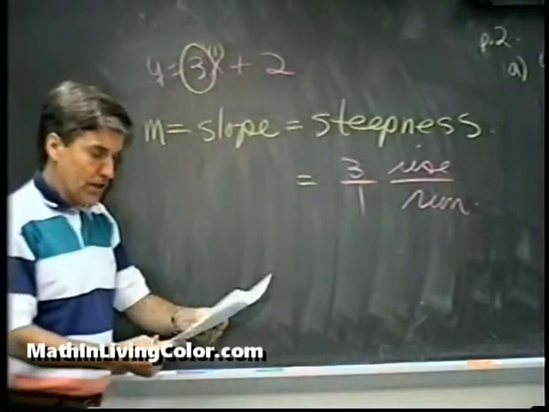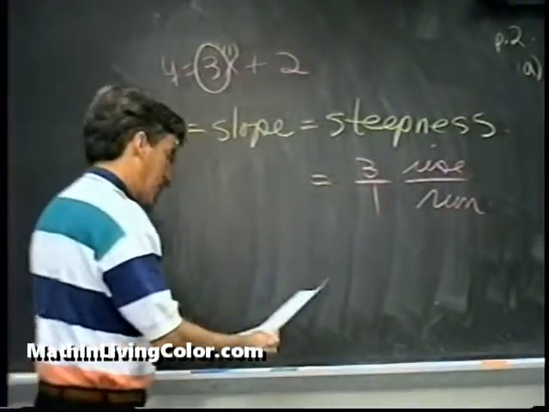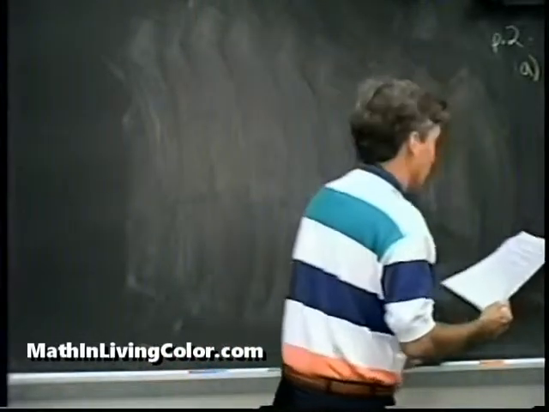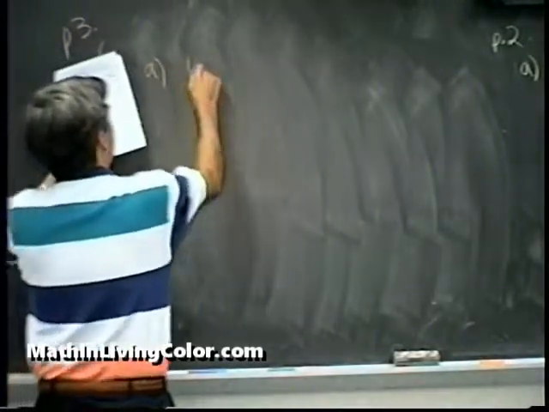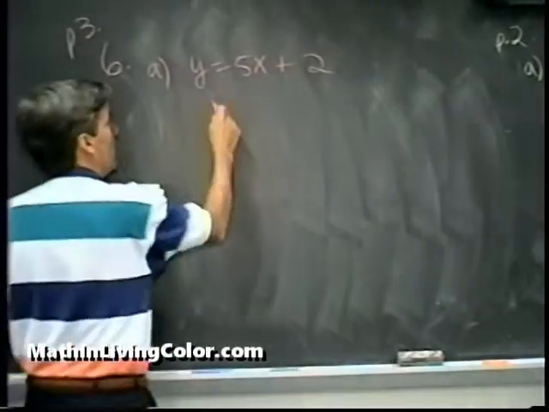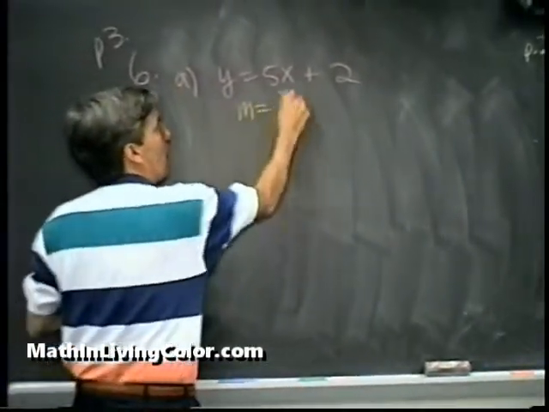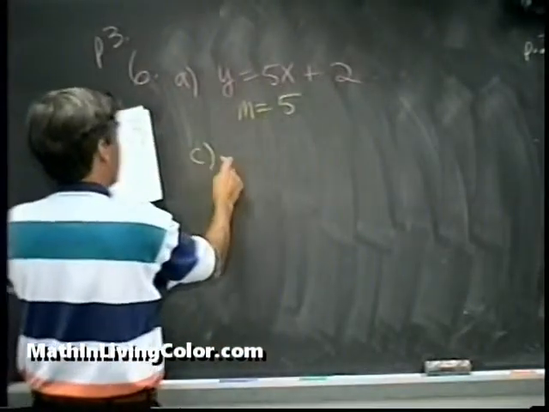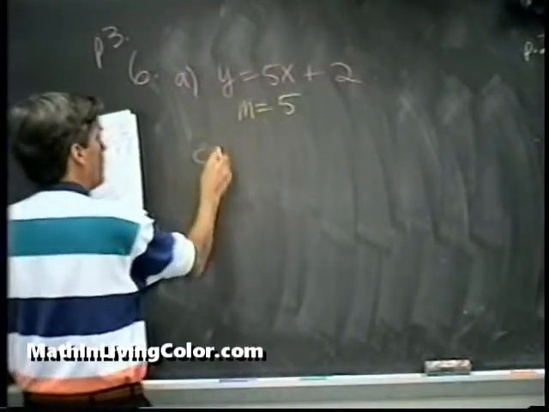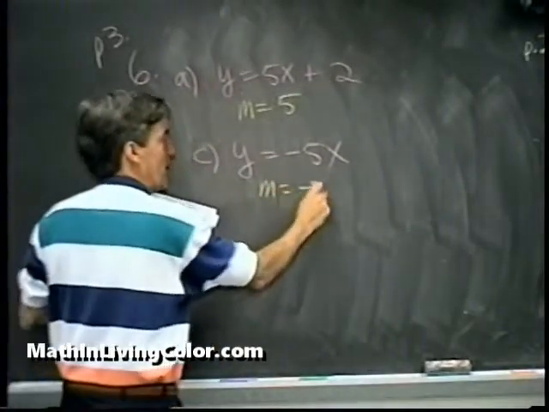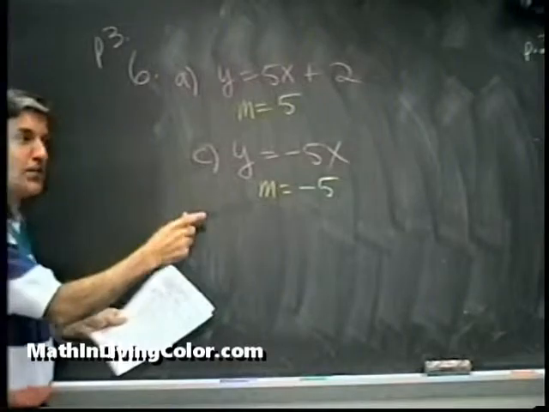Now, take a look at some problems on the next page, page 3, number 6. A, it says y equals 5x plus 2. What's the slope of that line? M equals 5, or 5 over 1. Okay? All right, how about the C part, where it says y equals negative 5x. What's the slope? Negative 5. The coefficient of x is the slope.